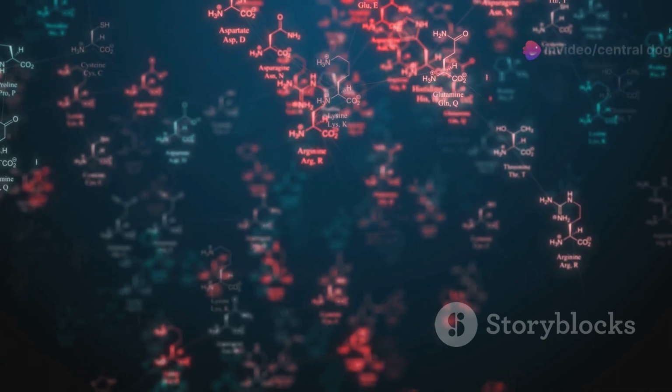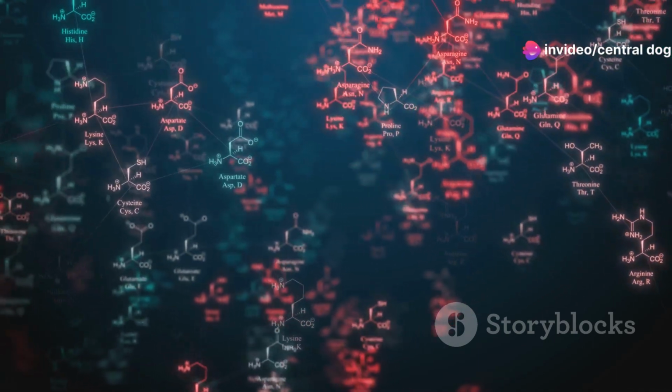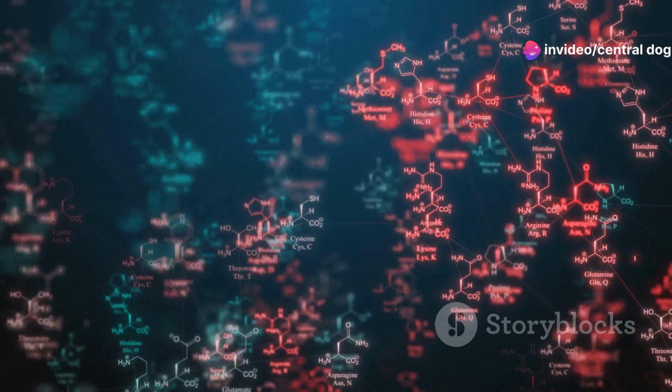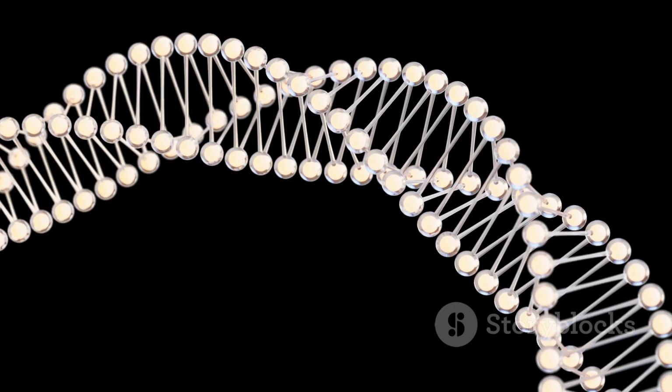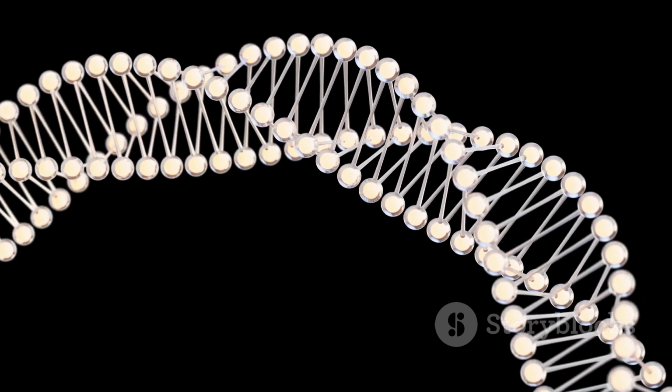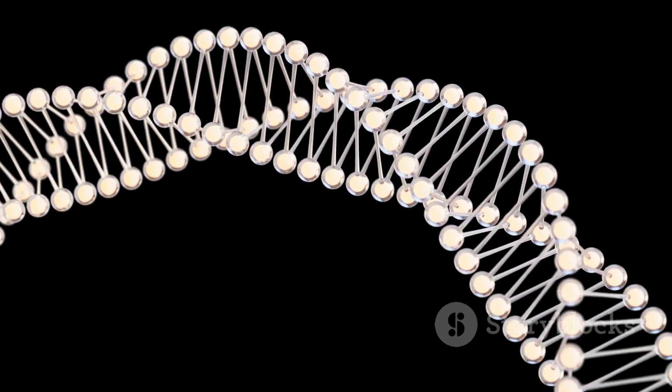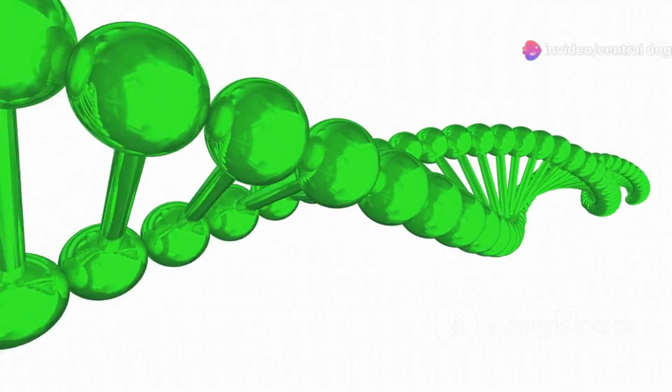tRNA acts like a delivery truck, bringing the right amino acids to the ribosome according to the sequence of codons, or three-letter words, on the mRNA. Each tRNA molecule has a specific amino acid attached to it and an anticodon that matches a codon on the mRNA. It's a bit like a lock and key mechanism.